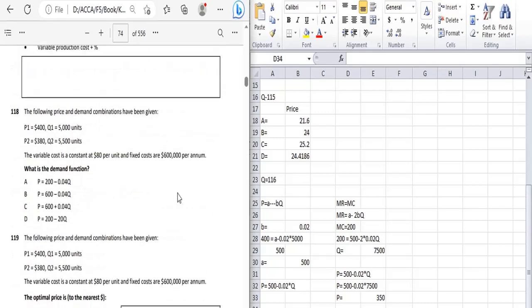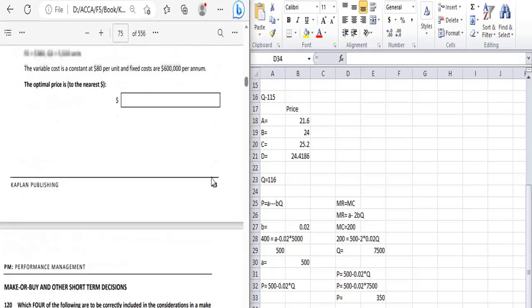Question 118: what is the demand function? This is the same as we did, so I will say give it a try. And question 19 is also the same as we did.